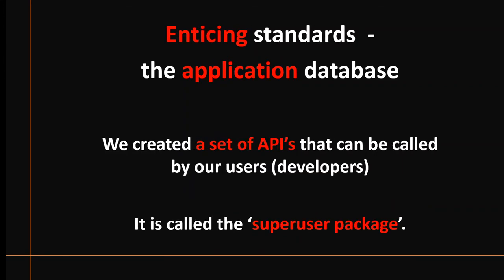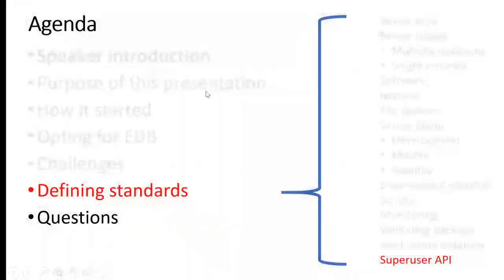In order to enforce, actually I use the word enticing here on top, in order to guide our developers into the right structure, we created a set of APIs that they can call. And with one call to a function in the database, they create the whole structure for them. And it makes life for them easy and for us too. And it starts all with a Confluence page which we created. This one.